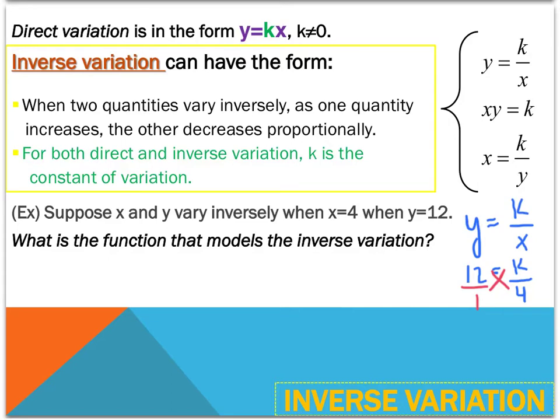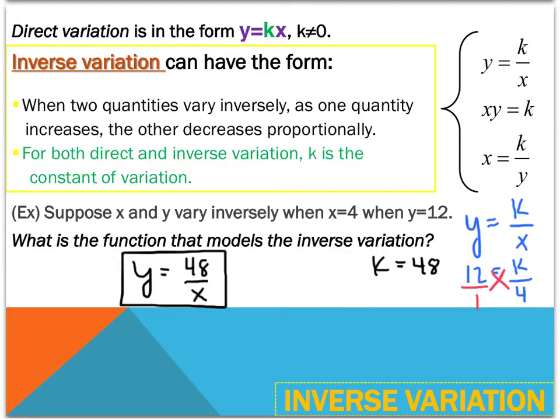So we're going to get 12 times 4, which is 48. So k is going to be 48. So the function that models this relationship is y equals 48 over x. And this function will model all of the different coordinates that relate to this inverse relationship, including 4, 12.